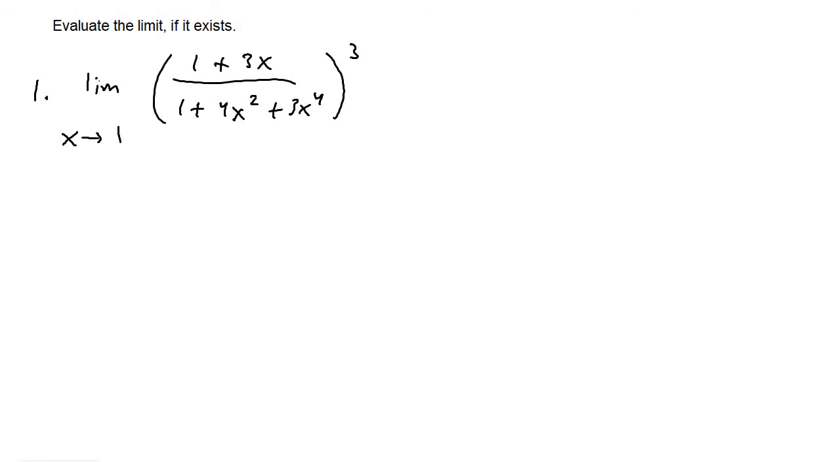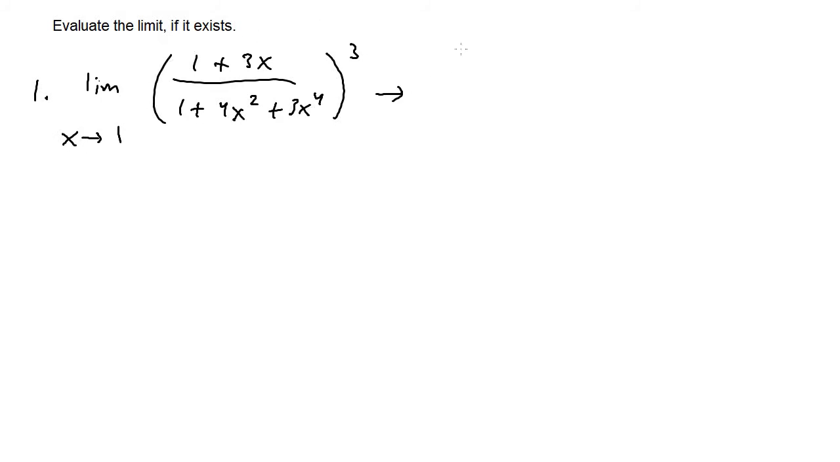So now for number 1, we have the limit of 1 plus 3x over 1 plus 4x squared plus 3x to the 4th, the entire thing taken to the 3rd power as x approaches 1. Now this might look like a lot, but once again, we're going to first start with direct substitution to evaluate this limit. So we're going to plug in 1 for x into the entire function.